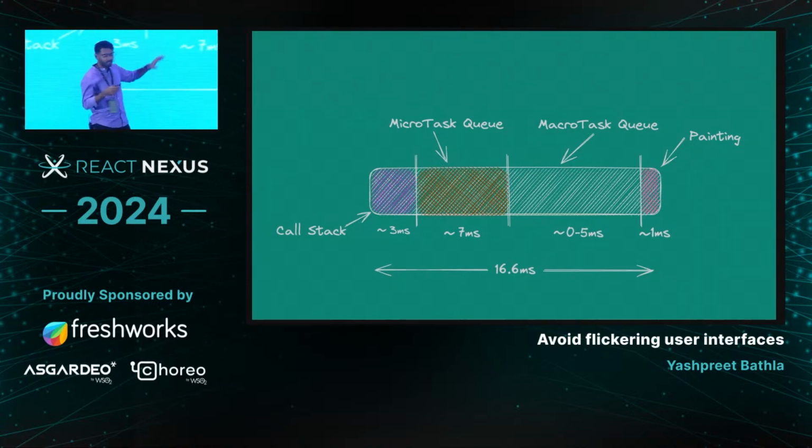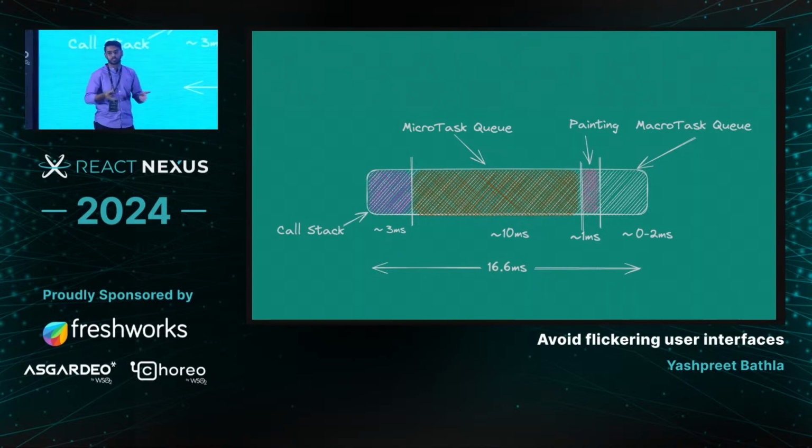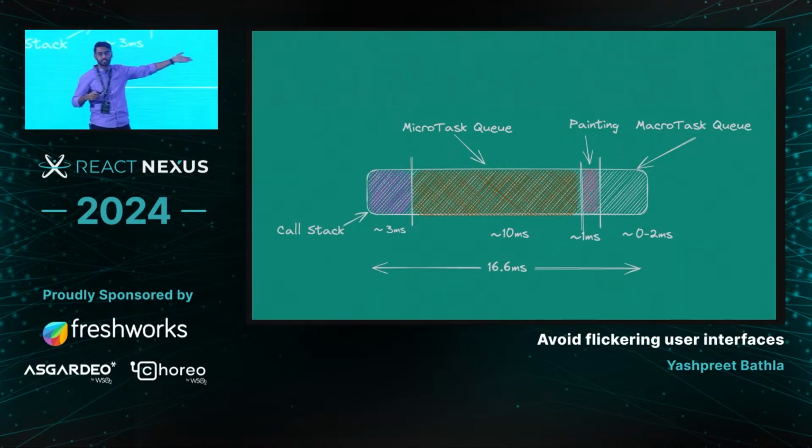So what it does sometimes, when it sees a fear of losing the frame rate, is it just paints before the macrotask queue. So it changes the order, and if you try reloading in your code, you can actually see this pattern of painting happening before the macrotask queue or after the macrotask queue, right?